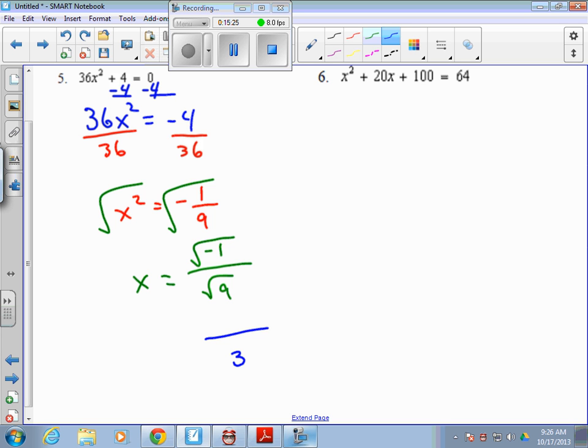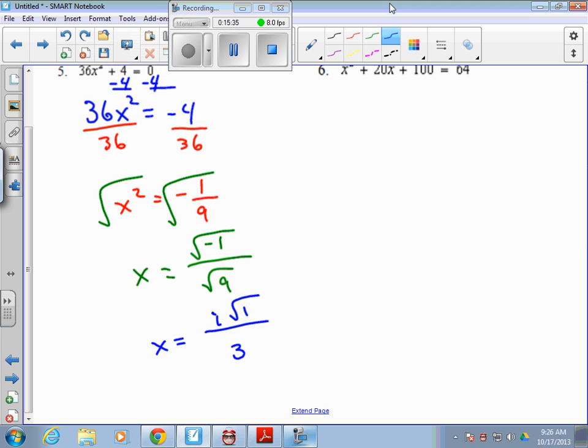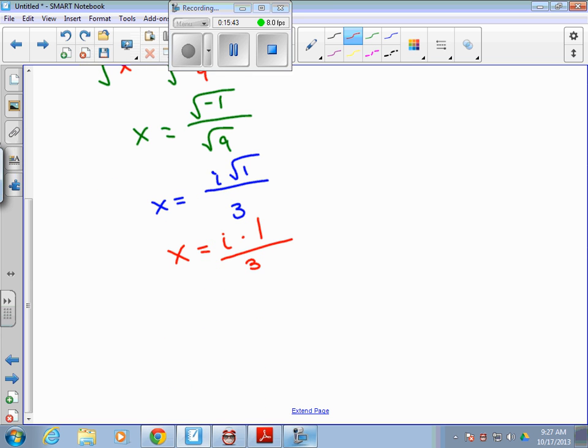But we have I times the square root of 1. You have to take that negative value out. So x equals I times the square root of 1, or x equals 1 times I, since the square root of 1 is 1. So x equals I times 1, which is just going to be 1I, or x equals I over 3.